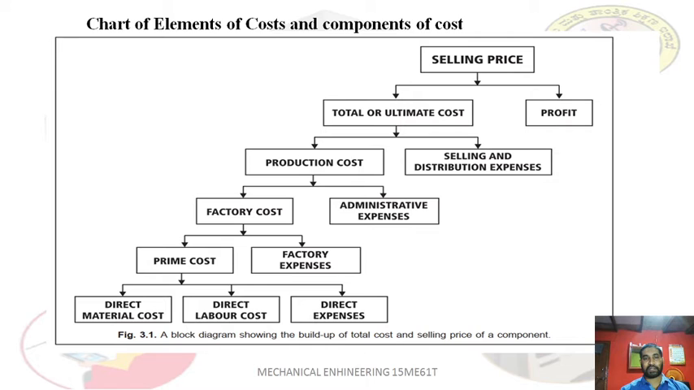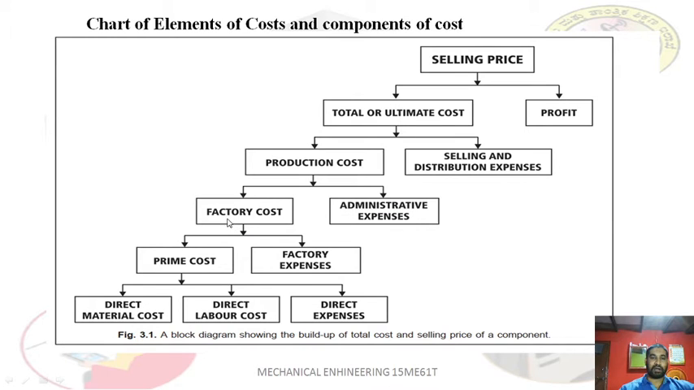So the chart showing the elements of the cost and the components of cost. You can see here direct material, direct labor, and direct expense. If you add these three things, it will become prime cost. If you add factory expenses to the prime cost, then it will become factory cost.